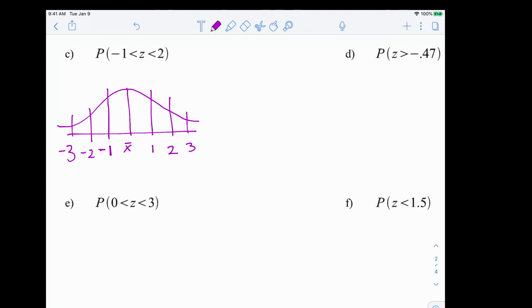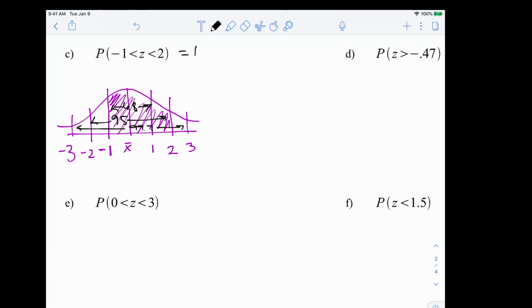So I'm looking for the area in between -1 and 2. One thing that will be helpful here is to write in the empirical rule, because we are using the exact values of 1, 2, 3 standard deviations from the mean. I know that 68% fall within 1 standard deviation, 95% fall within 2, and then 99.7% fall within 3.